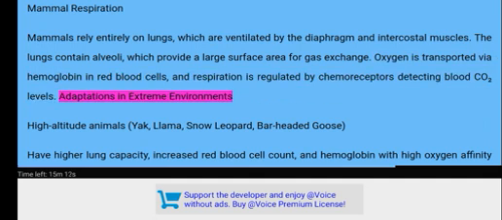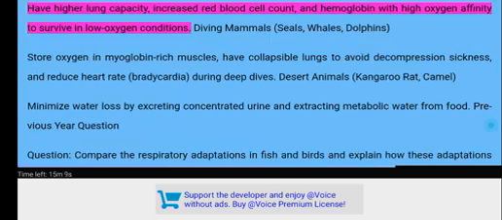Adaptations in extreme environments. High-altitude animals, yak, llama, snow leopard, bar-headed goose, have higher lung capacity, increased red blood cell count, and hemoglobin with high oxygen affinity to survive in low oxygen conditions.